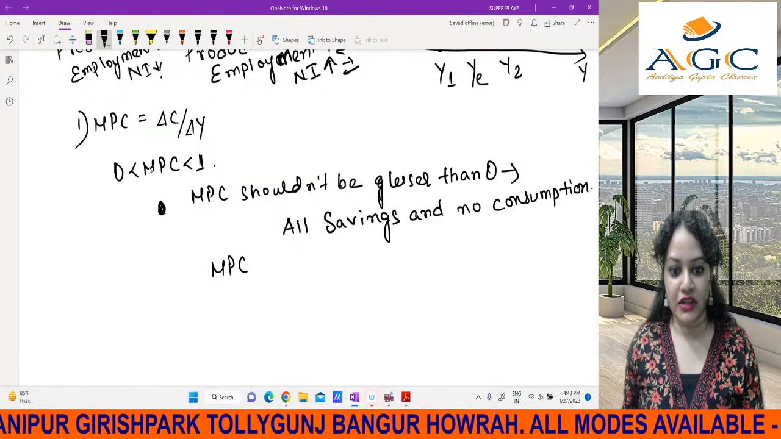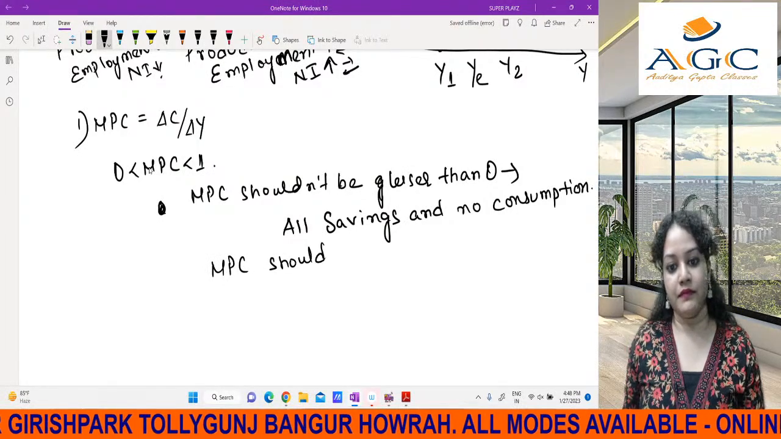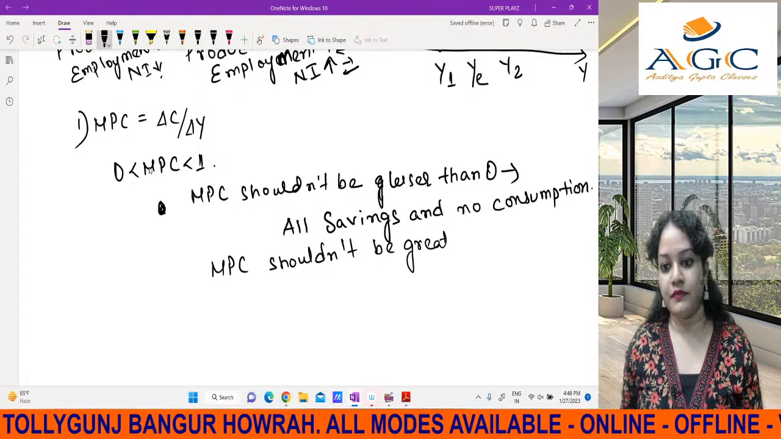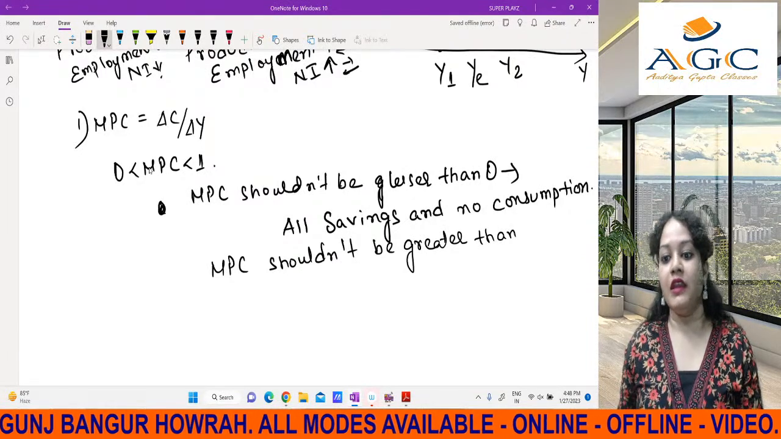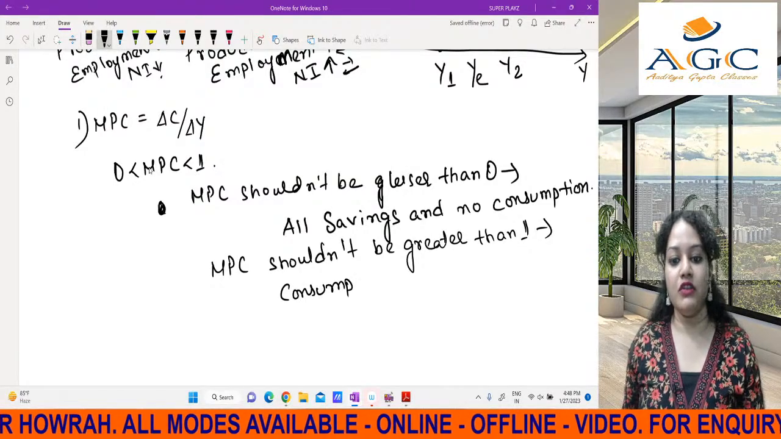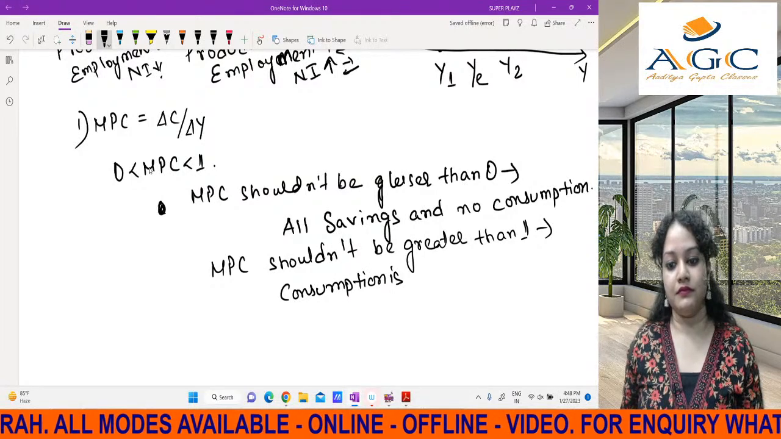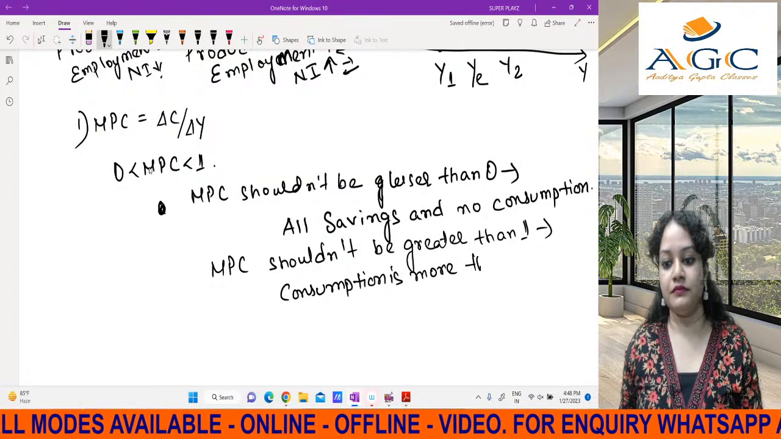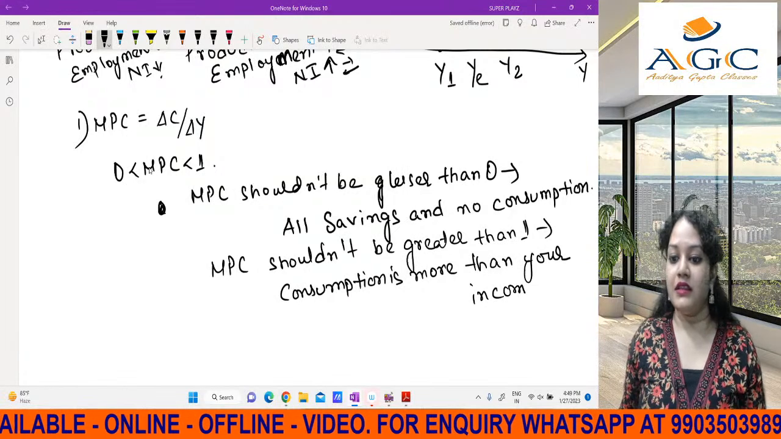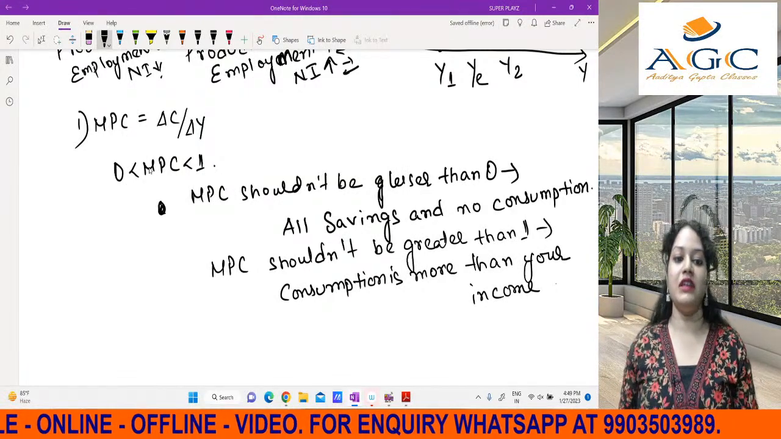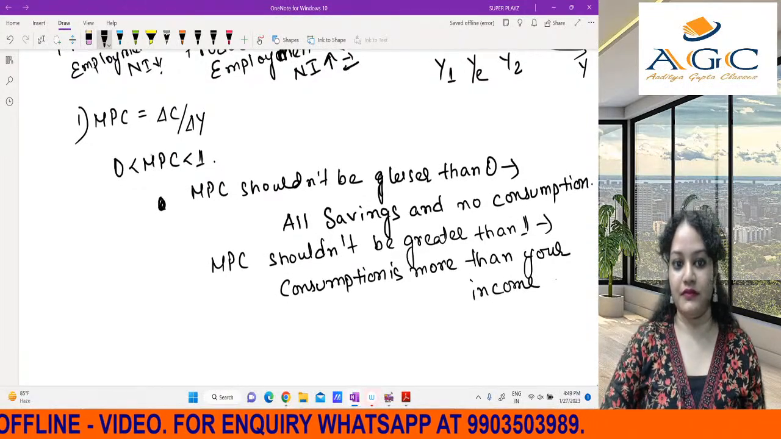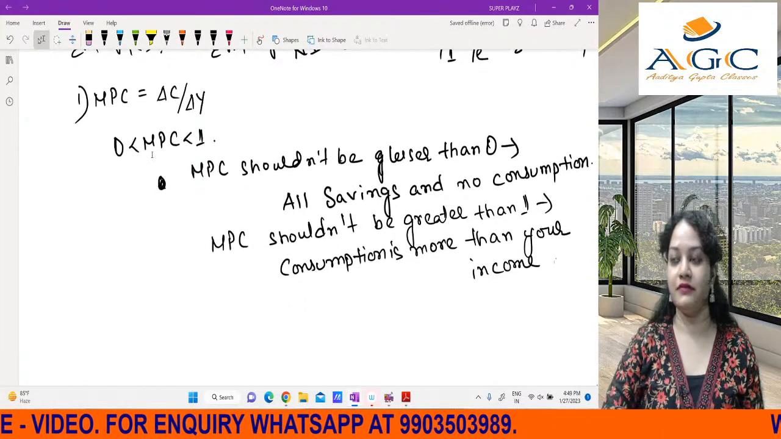And MPC shouldn't be greater than 1, because it would then mean that your consumption is more than your income. This is the reason why MPC should always be greater than 0 and lesser than 1. It's clear? It's clear to everyone?